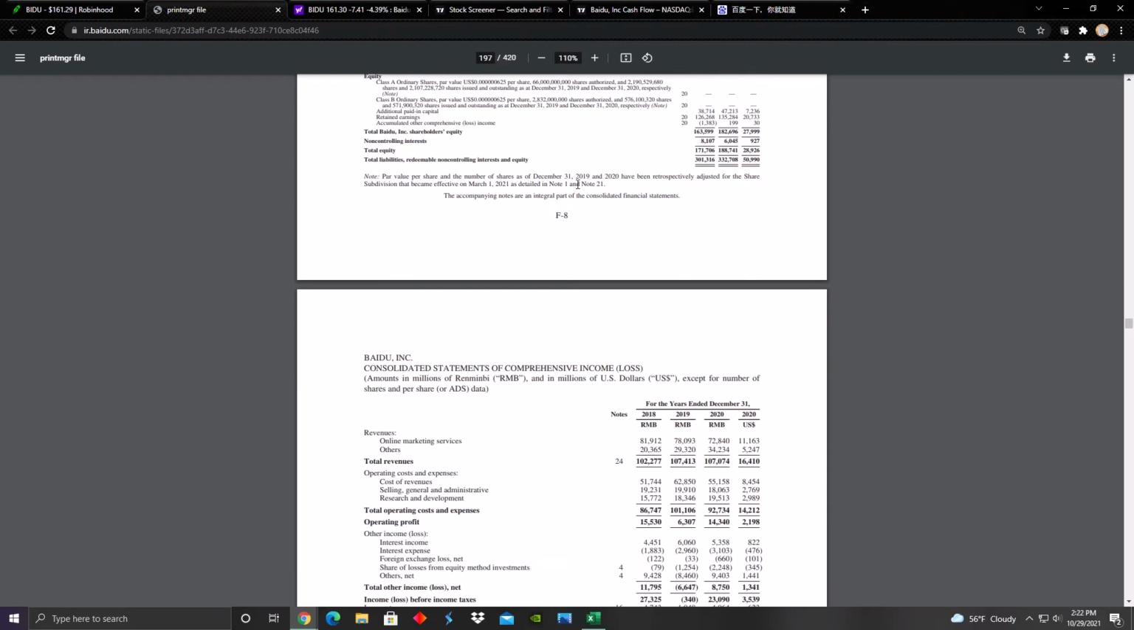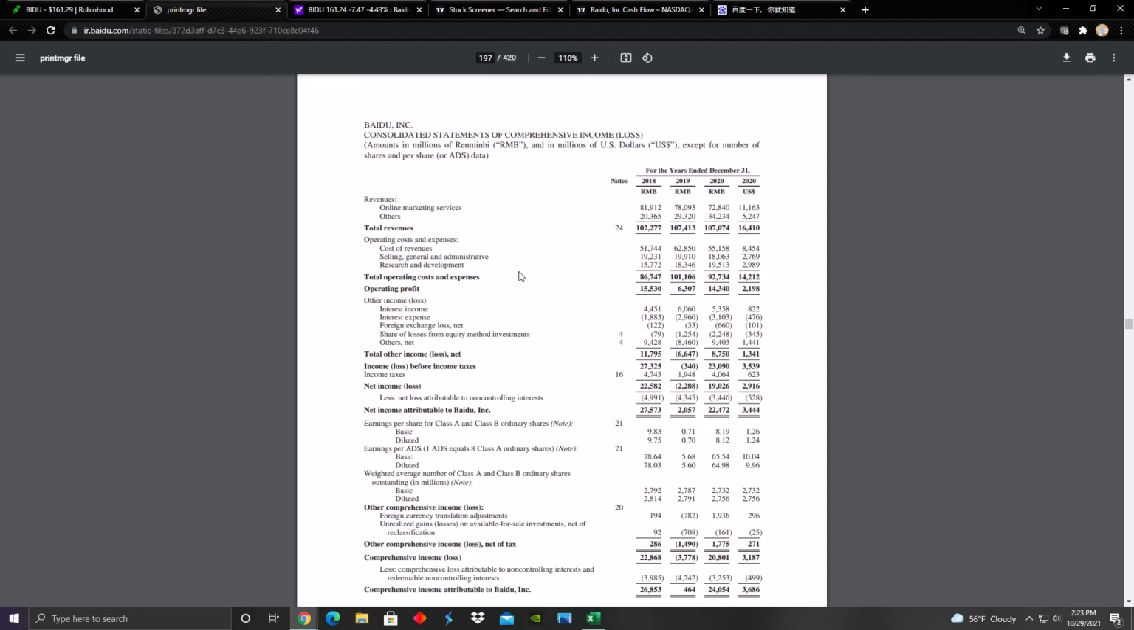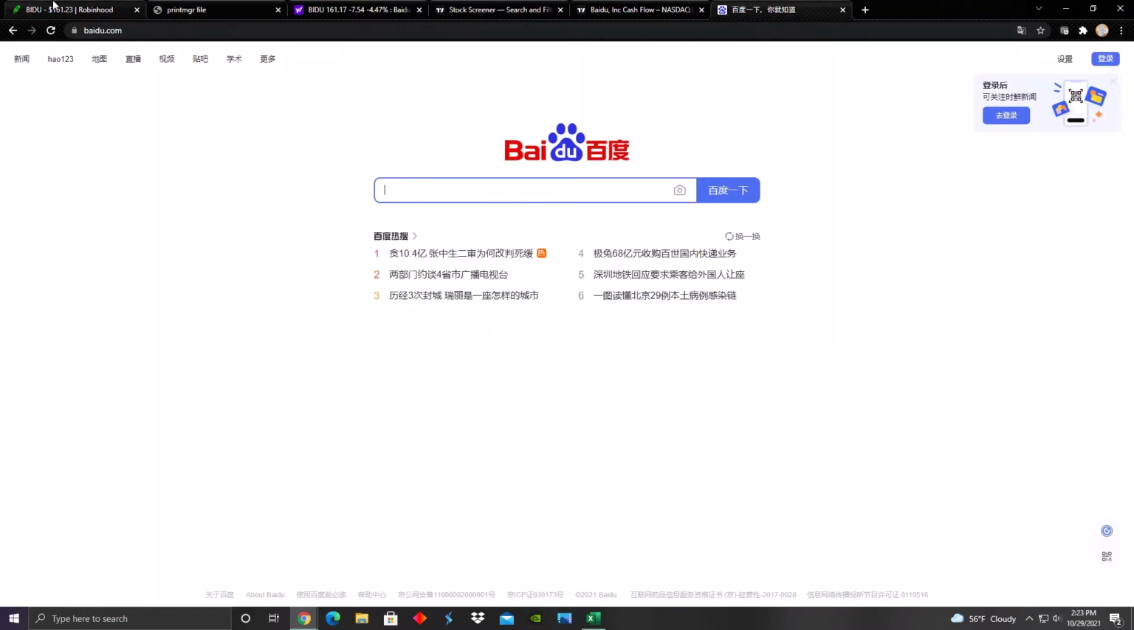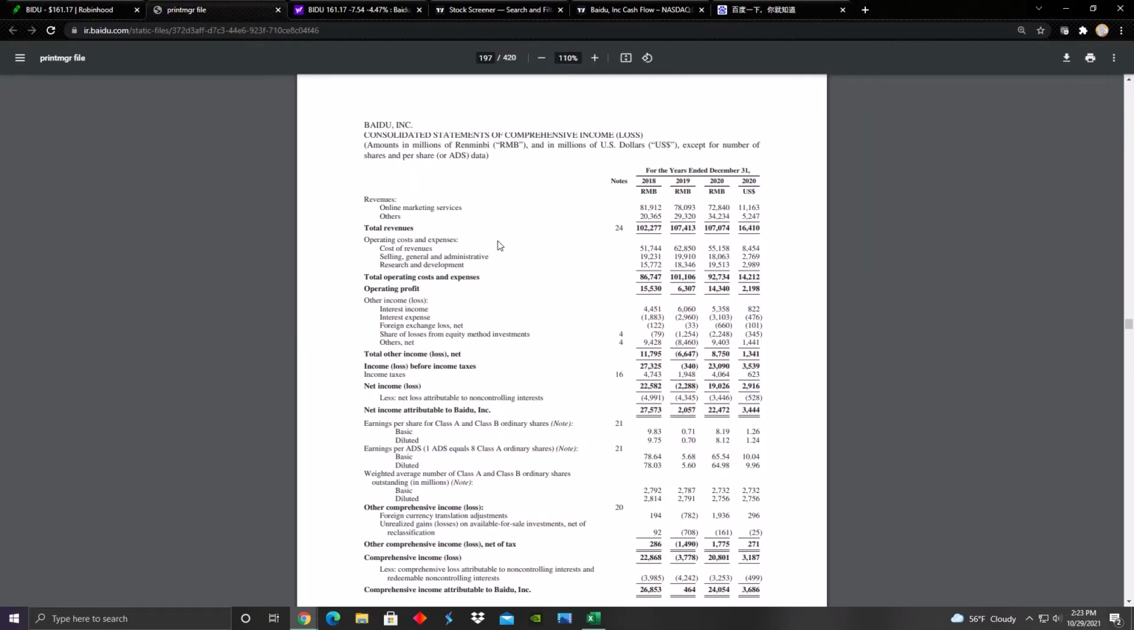Now, if we scroll down, we can see their income statement. We see that their revenues have increased from 2018 to 2019, but stayed flat, actually decreased slightly from 2019 to 2020, which isn't necessarily a good thing. I'll break down these revenues in detail by going over how much of these revenues are made up by their online marketing services, as well as their cloud services and other income sources, as well as their cost of revenues, their selling, general, and administrative expenses, and their research and development expenses, which we can see right here.